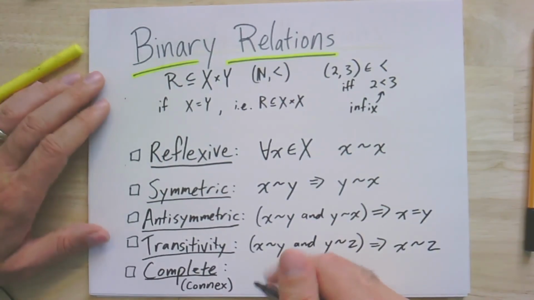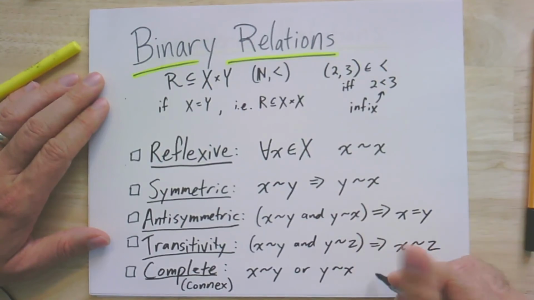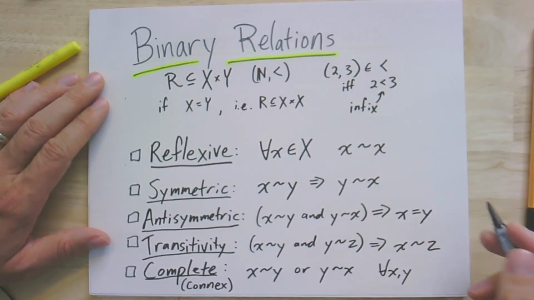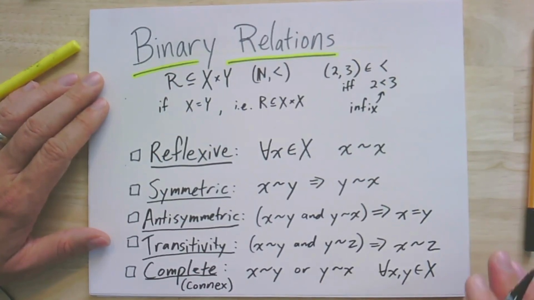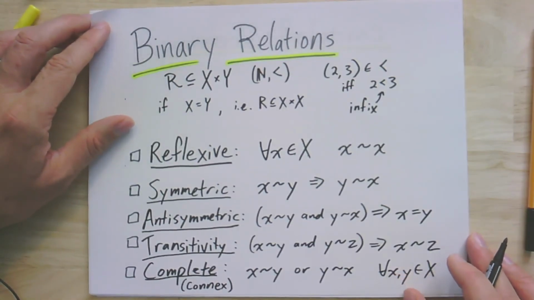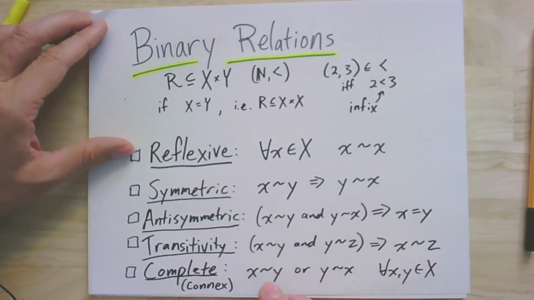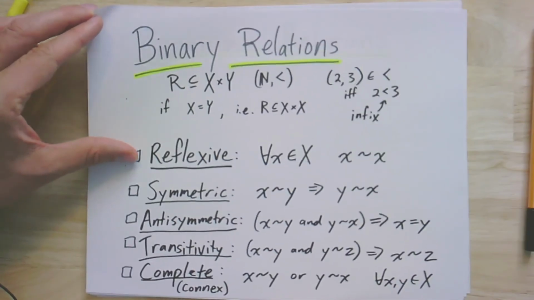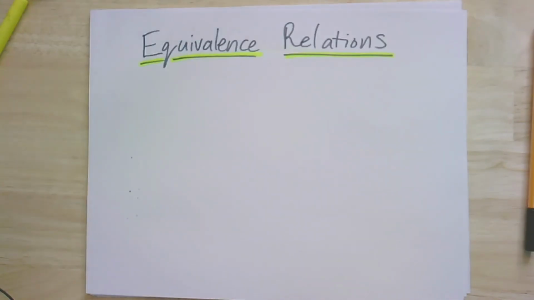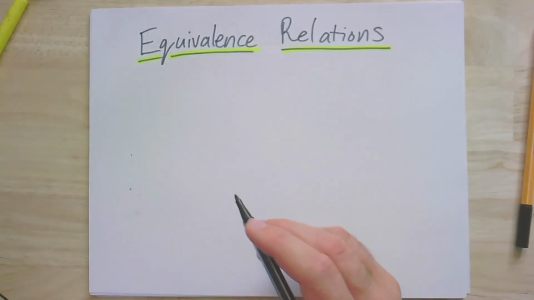And this is where either x is related to y, or y is related to x for all x and y. For any two elements of the set, at least one of these relations has to hold. So these are our basic properties we want to look for in a binary relation on some set. And we've already seen some of these. One of the more important classes of relations that you will encounter are equivalence relations.